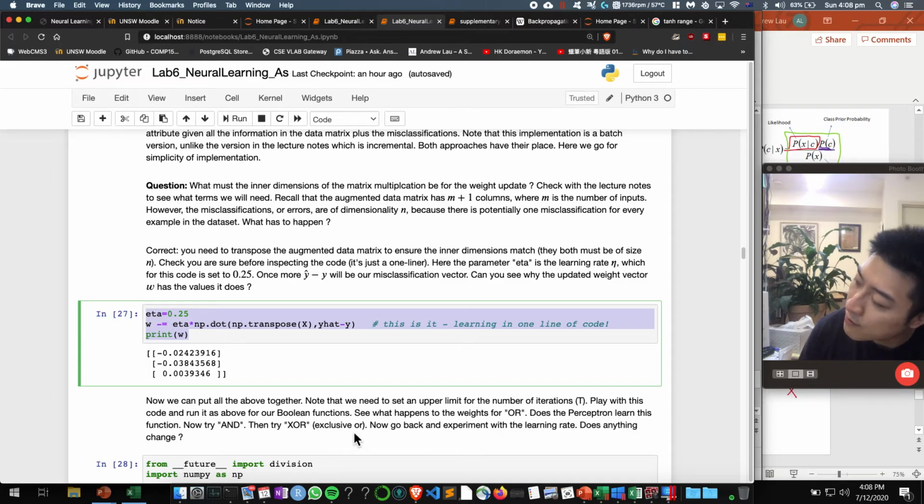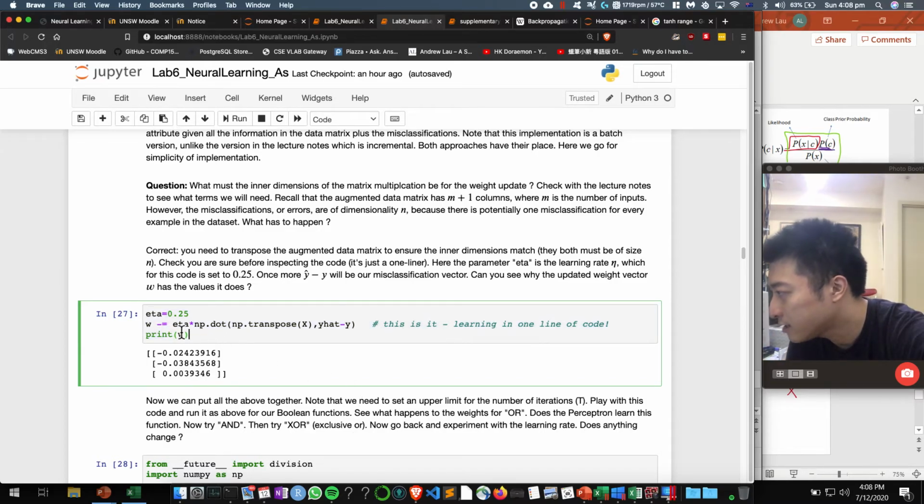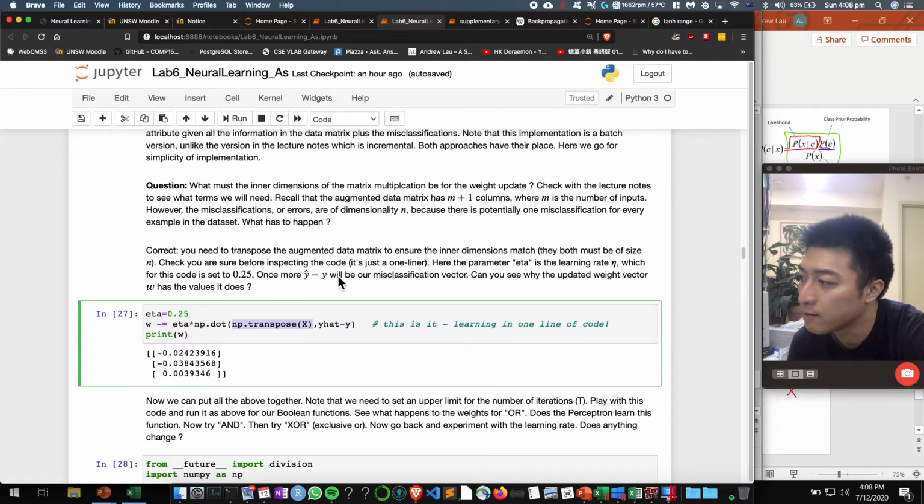So what we have here is, first of all, eta, which is the learning rate, and then we have our design matrix. Before you transpose it, each row is an observation and each column is a feature. You transpose it, and then each row is a feature and each column is an observation.